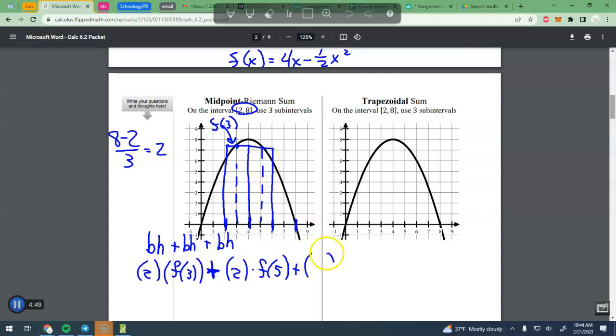And then what would I have next? We'll go here. 2 times f of 7, because you're taking the midpoint of that. So you go there and your rectangle will look like this. And then how do you find f of 3, f of 5, f of 7? You plug into that, right? Good? Okay. Is that okay for midpoint? I mean for that one? Questions there?